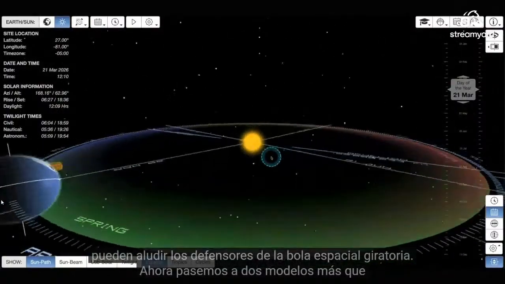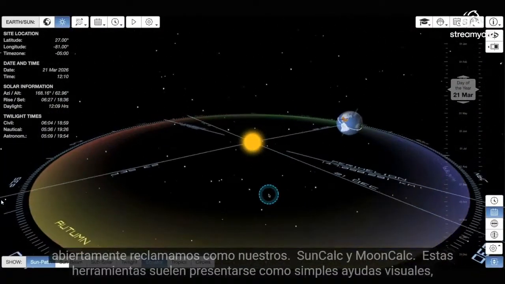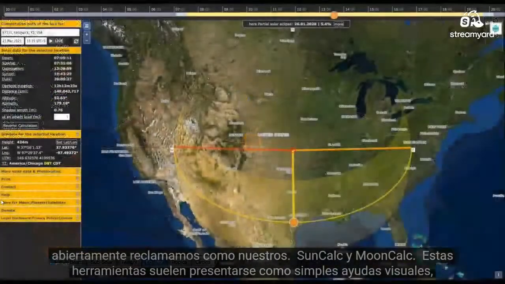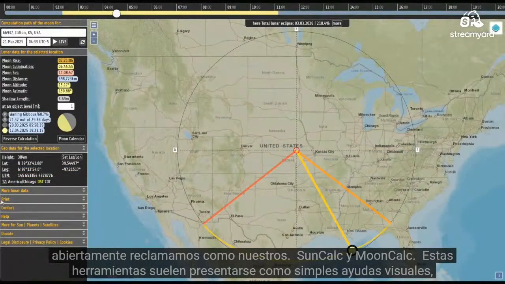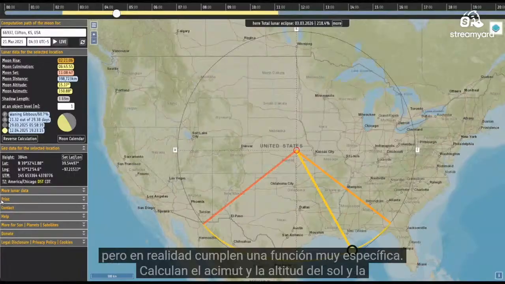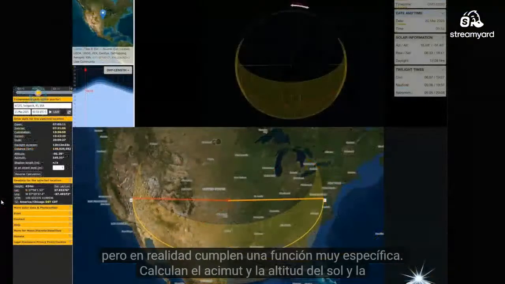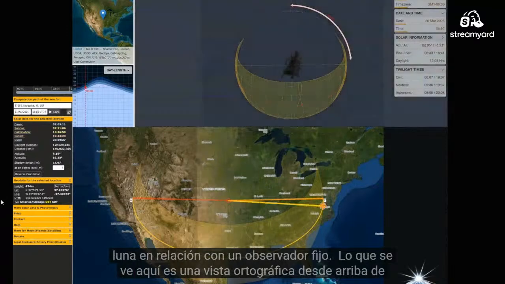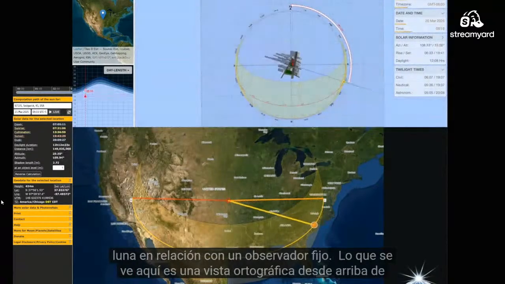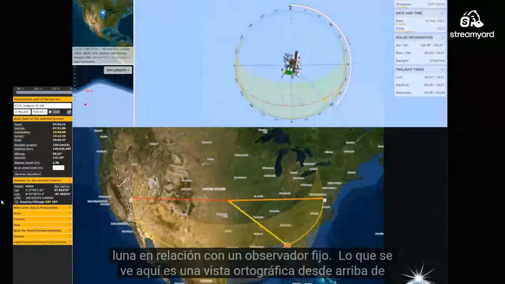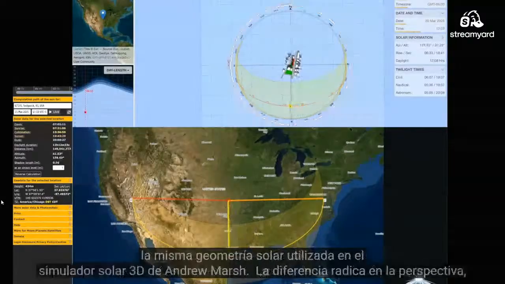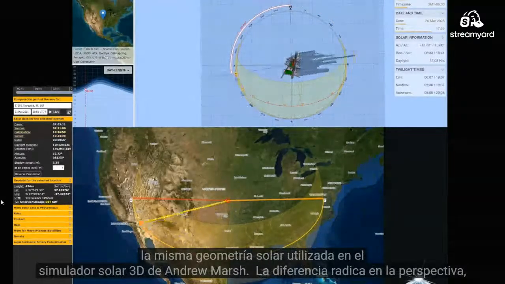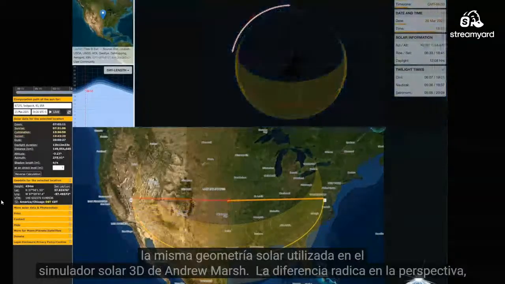Now let's move on to 2 more models that we openly claim as ours, SunCalc and MoonCalc. These tools are often presented as simple visual aids, but they are doing something very specific. They calculate the azimuth and altitude of the sun and moon relative to a fixed observer. What you are seeing here is a top-down orthographic view of the same solar geometry used in the Andrew Marsh 3D Sun Simulator. The difference is perspective, not calculation.